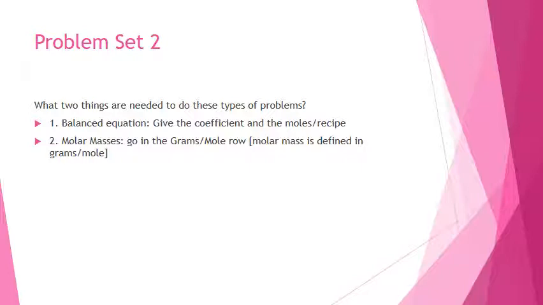Okay, now to do problem set number 2, we have to add another thing: the molar mass. These problems encompass the full range of these types of problems, and you need two things to do them. You need the balanced equation, because the coefficients give you the moles per recipe, and you're also going to have to know the molar mass. It's called the molar mass, and molar mass is grams per mole.